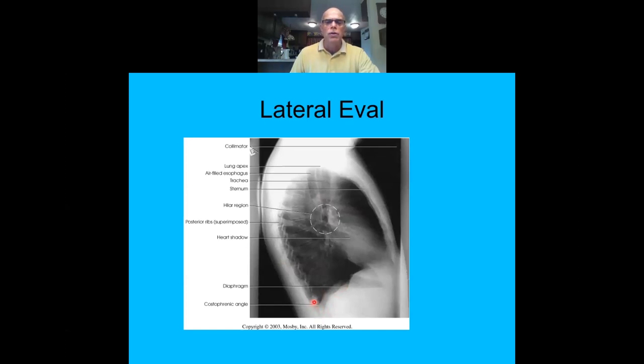Again, we want to make sure that we have the costophrenic angles. These are your posterior costophrenic angles. There's 2. Remember, there's 2 lungs here. So these lungs are completely superimposed. You see the sternum really clear. There's no rotation of the lungs over them. This is a very, very nice lateral evaluation, a lateral chest x-ray.